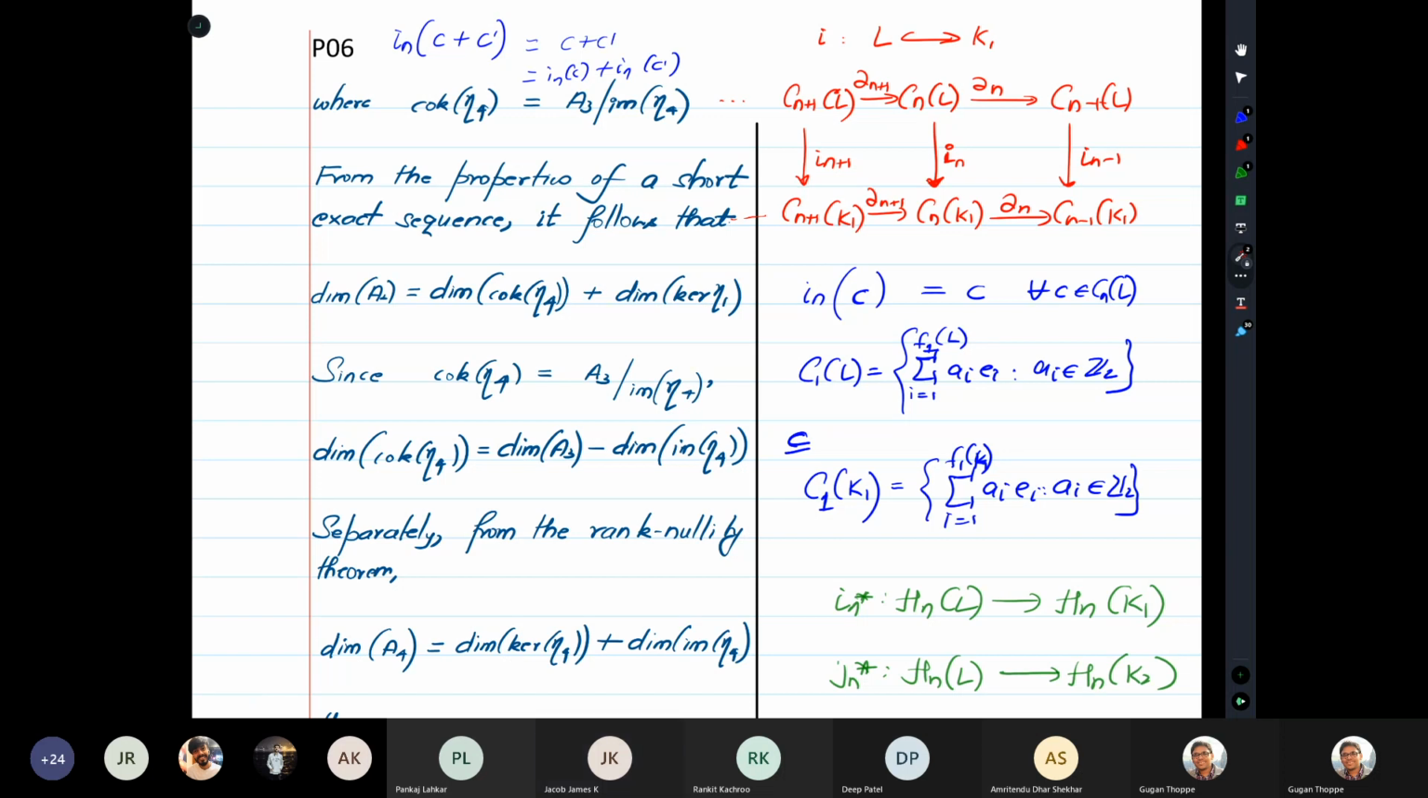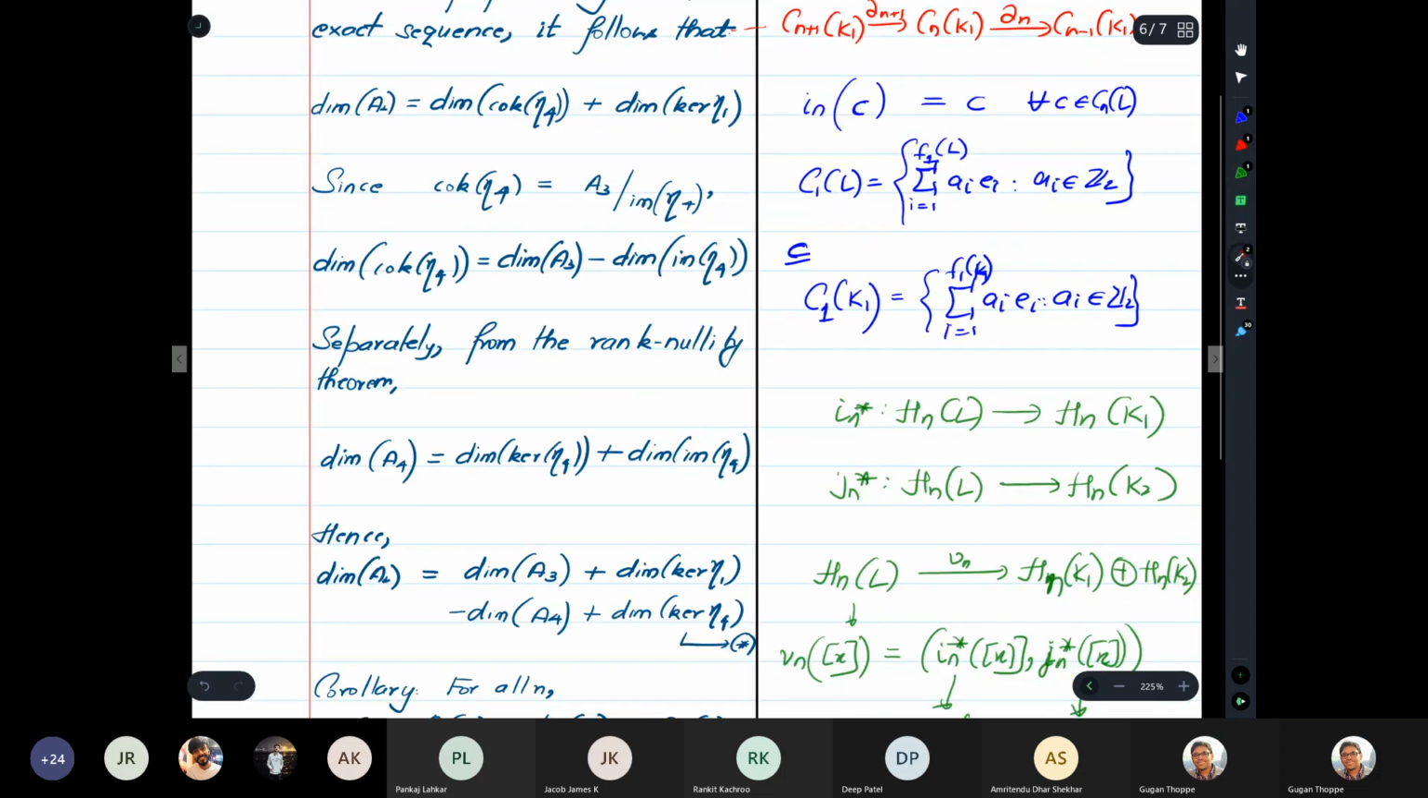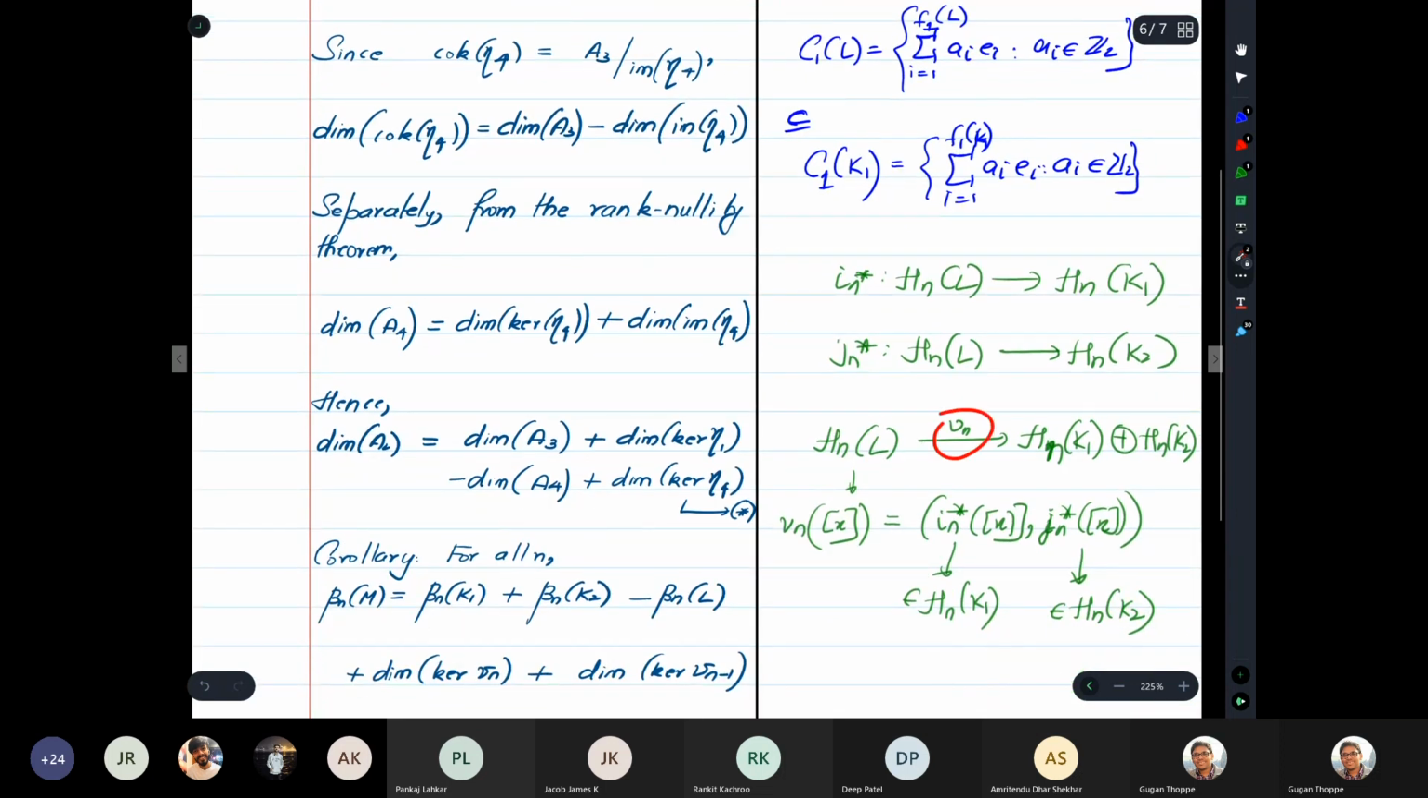Yes, sir. And I am claiming that since this is a chain map, it induces another vector space homomorphism. For every n, there is an I_N star which goes from H_N of L to H_N of K1. And similarly, there is J_N star which goes from H_N of L to H_N of K2. You put these two maps together and call that map nu n. So you give me an element in H_N of L, let's say the equivalence class of X. When you apply nu n, you think of a tuple where the first element is the output of applying I_N star on this equivalence class, and the second is the output of applying J_N star on this equivalence class. Is this okay?